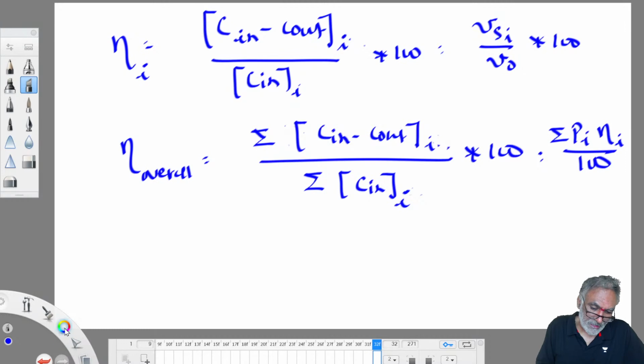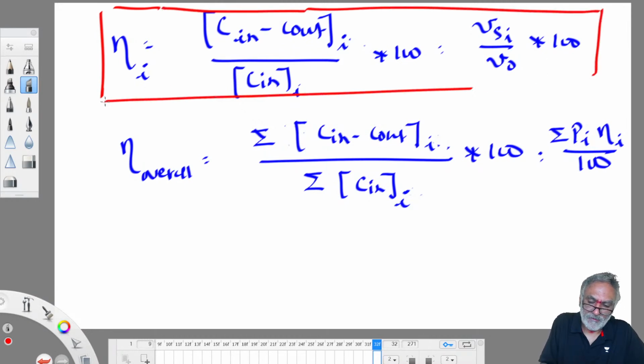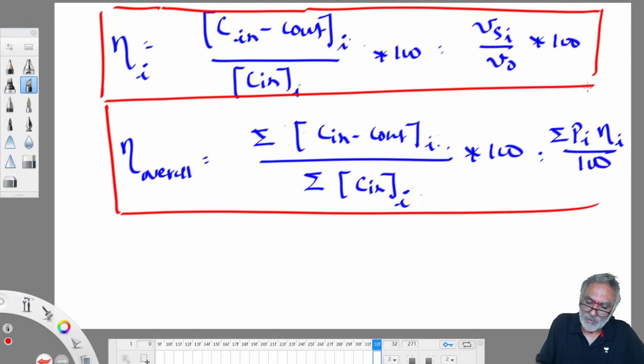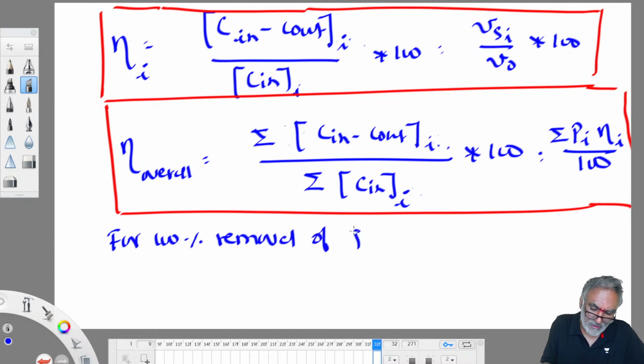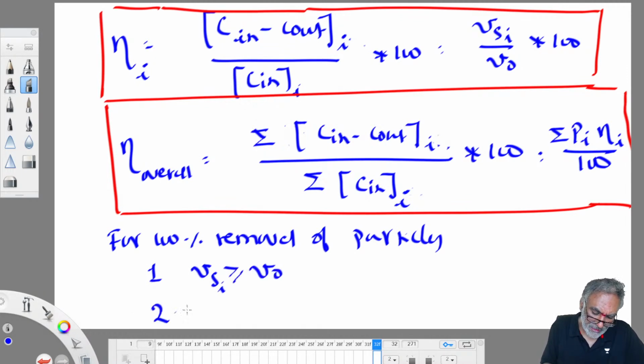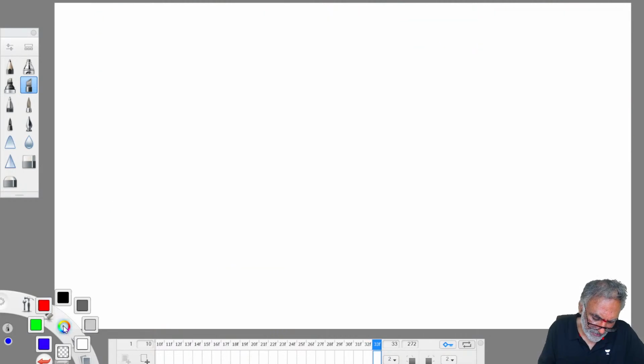Then in addition to that, we also saw the conditions for 100% removal. What are the conditions for 100% removal? Settling velocity of the particle should be more than the surface loading rate. Then only 100% removal happens. So for 100% removal of particles, the first condition is settling velocity of the particle should be greater than V naught. The second condition is settling time of the particle should be less than or equal to the detention time of water. So these two conditions are very important.